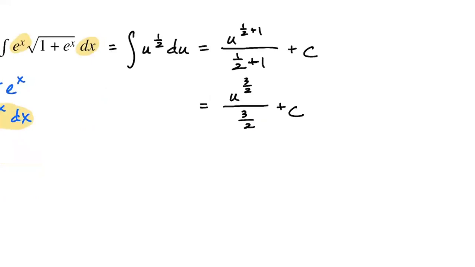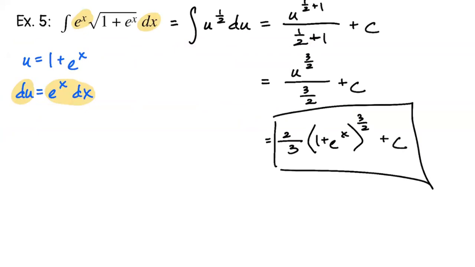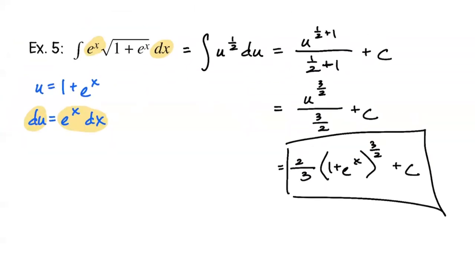My guess is no answer key will show you these steps, but we want to make sure that we know where their answer came from, right? And if we have to write the extra steps in there to make sure we know where that came from, far be it for us to skip that, right? And yes, we do want to flip that denominator. So we're going to get a coefficient of 2/3 u to the 3/2. So 2/3 times 1 plus e to the x, to the 3/2, plus c. All right.